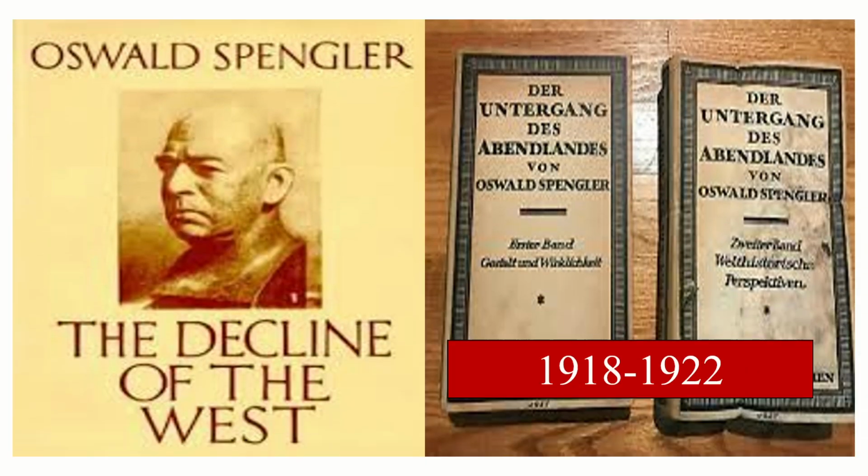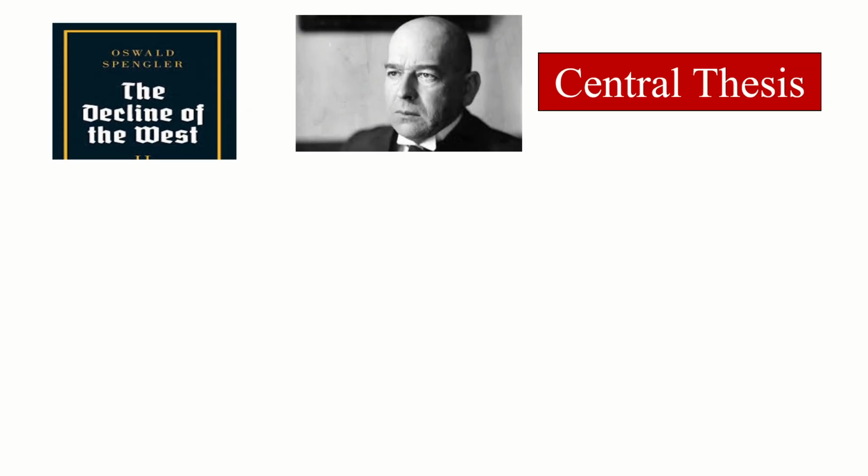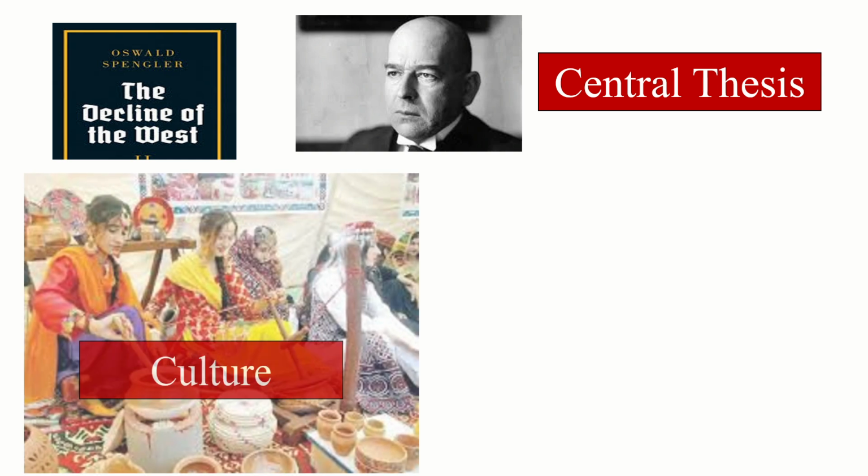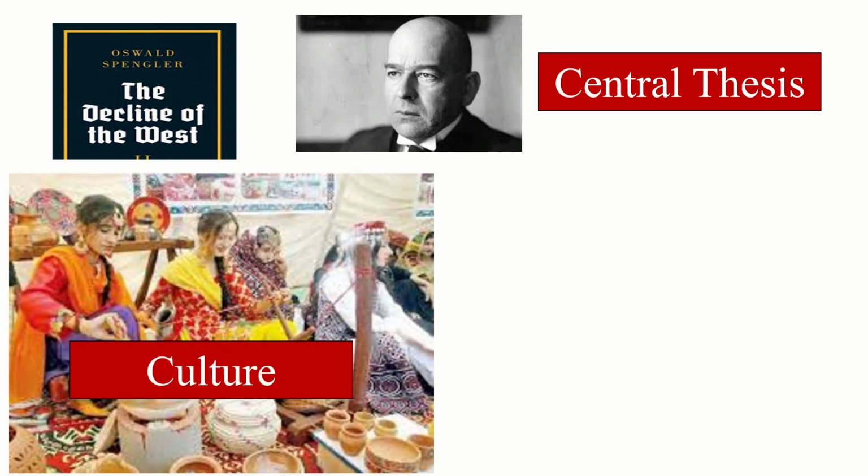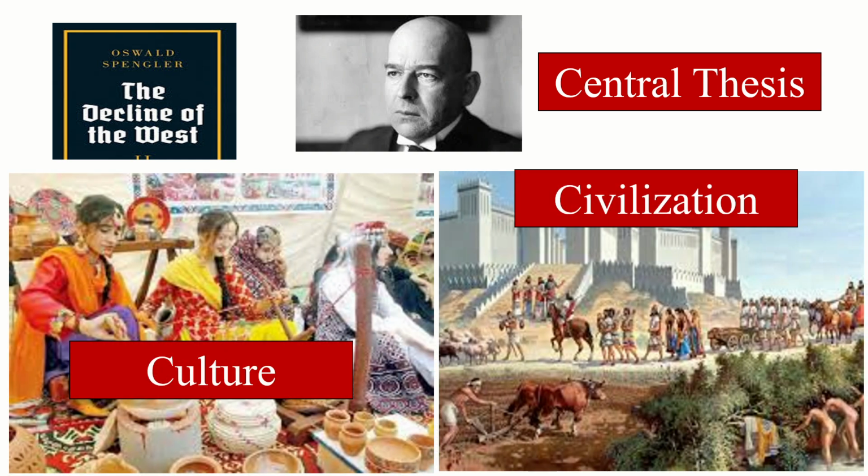Oswald Spengler is primarily known for his work The Decline of the West, a two-volume book whose first two volumes were published between 1918 and 1922. The central thesis developed by Spengler in The Decline of the West is a contrast between culture and civilization.